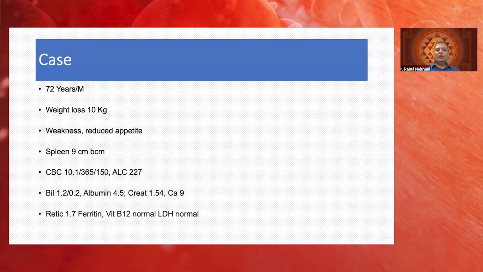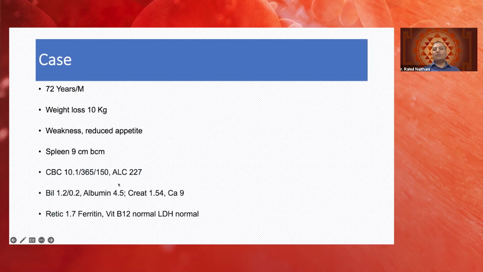Now this is a 72-year-old male. He presented with a weight loss of 10 kgs over last 2 years, weakness, reduced appetite, and this weight loss and weakness has been increasing over a recent time. His spleen was clinically 9 centimeter below costal margin. We do a complete blood count and we see a hemoglobin is 10, platelets are normal. However, the total white cell count is 365,000.